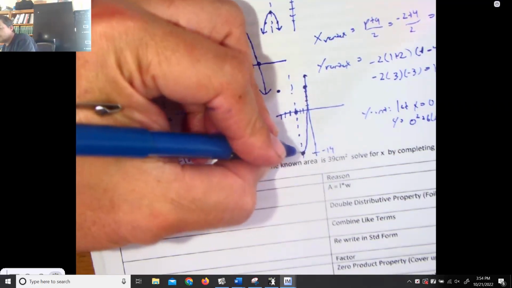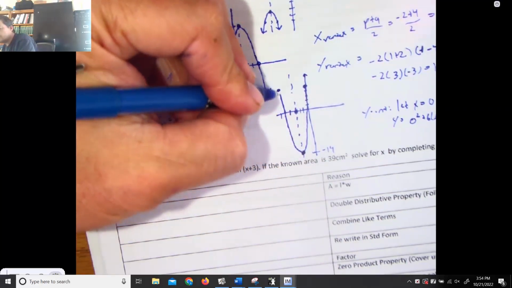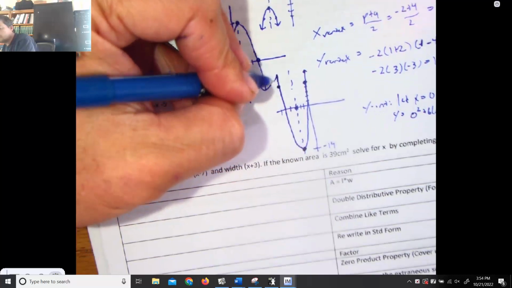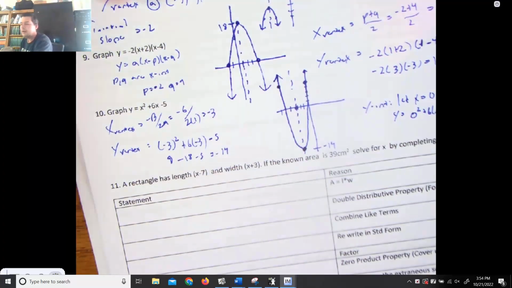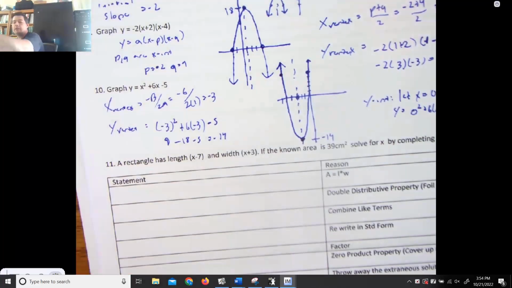Now, whatever you have to graph on your test, the numbers will be a little bit smaller because you only have so much room to graph. Can't give you an entire sheet of paper.